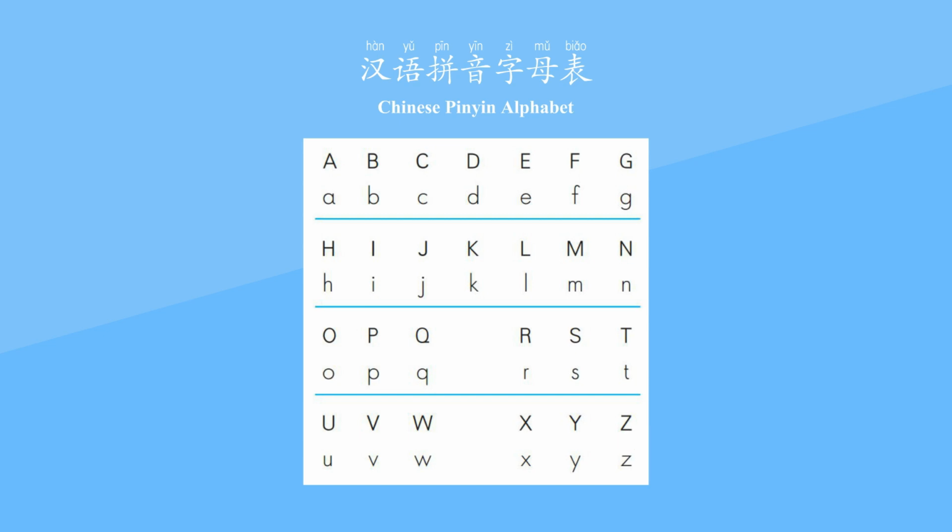Note that there is the letter V in Pinyin, but it is hardly ever used. There's also the letter U in Pinyin, which will be used often. U and V can sometimes be substituted for each other. When you are typing on the keyboard and can't find the letter U, you can type V. Then the letter U appears.